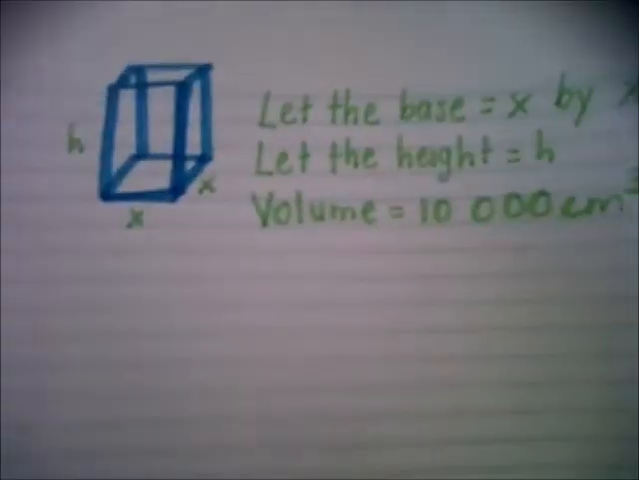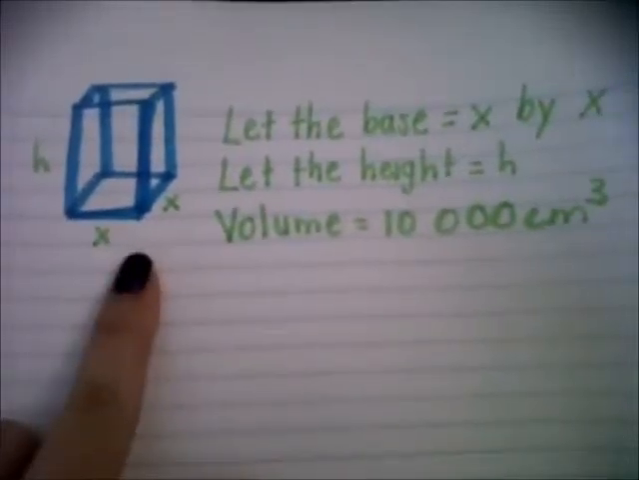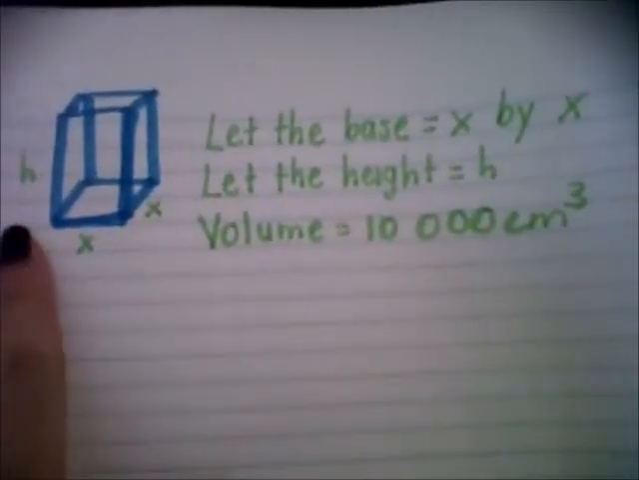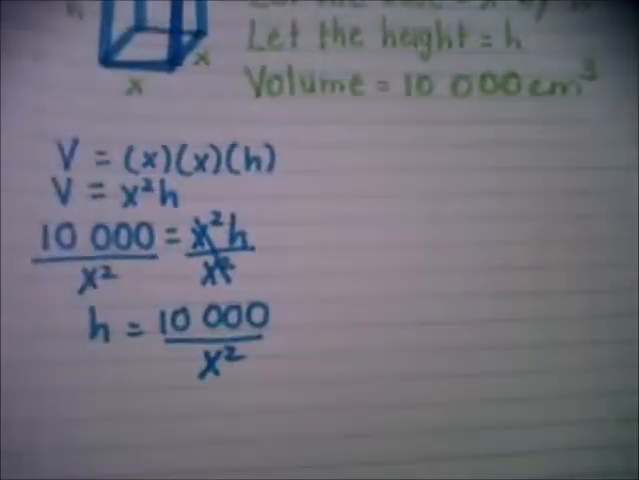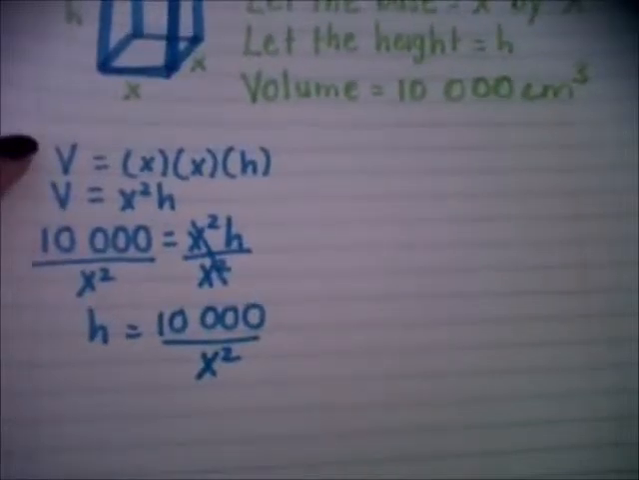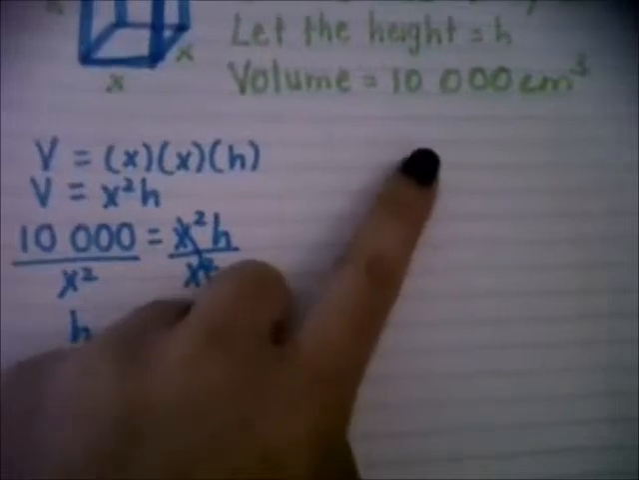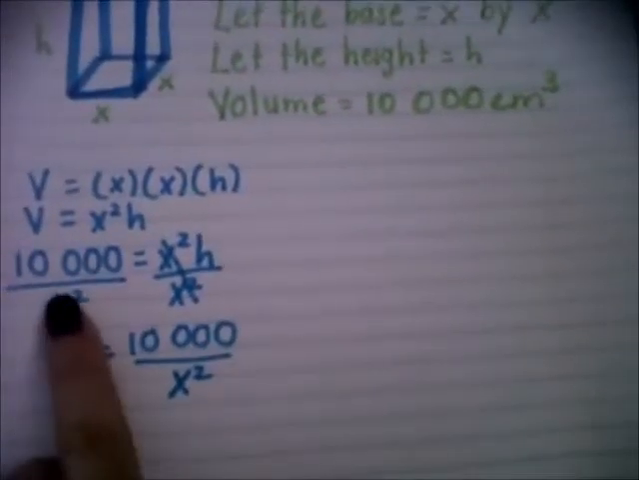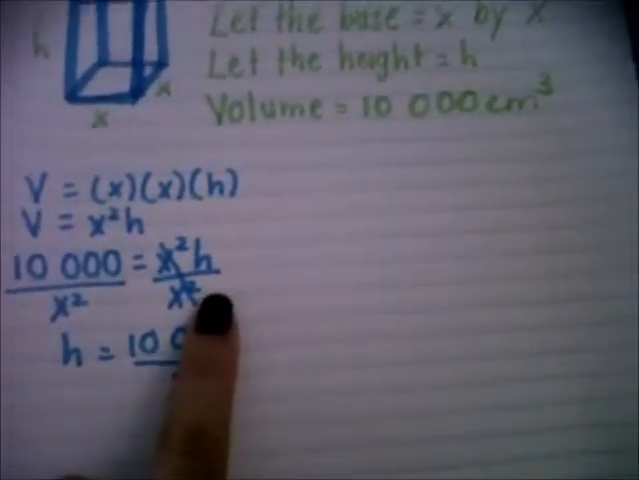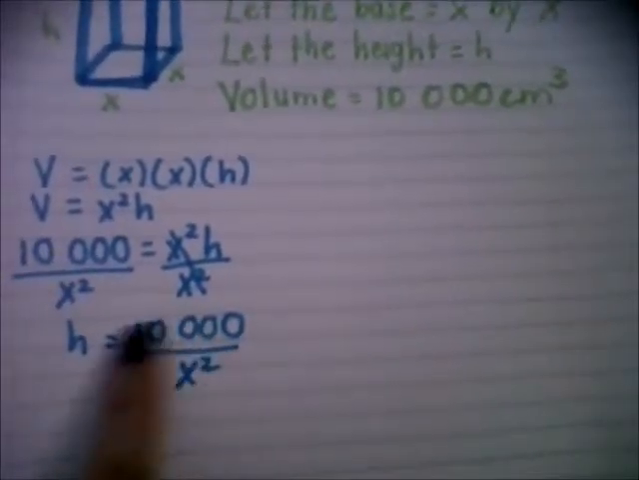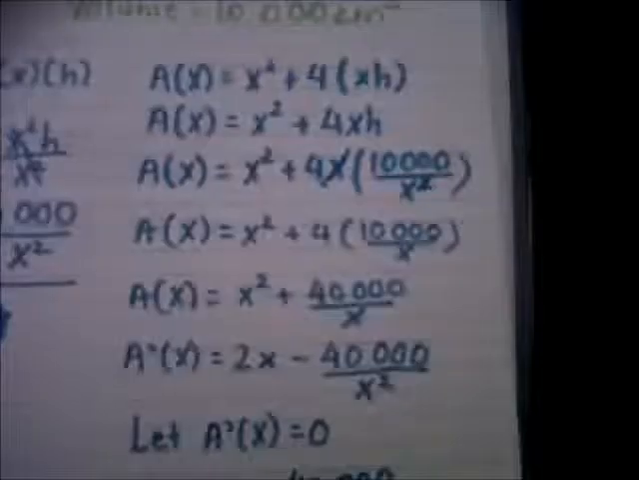To start off the question, I drew a square base prism, labeling the base as x by x and the height as h. The volume was given in the question as 10,000 cm³. The formula for volume is x times x times h, or x squared times h. Bringing down the 10,000 cm³ as volume, we replace it here for V equals x squared times h. To isolate h, we will divide both sides by x squared. h would equal 10,000 divided by x squared.